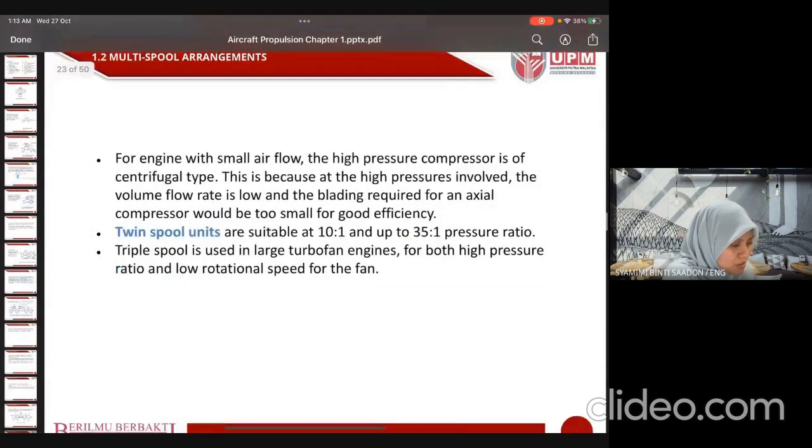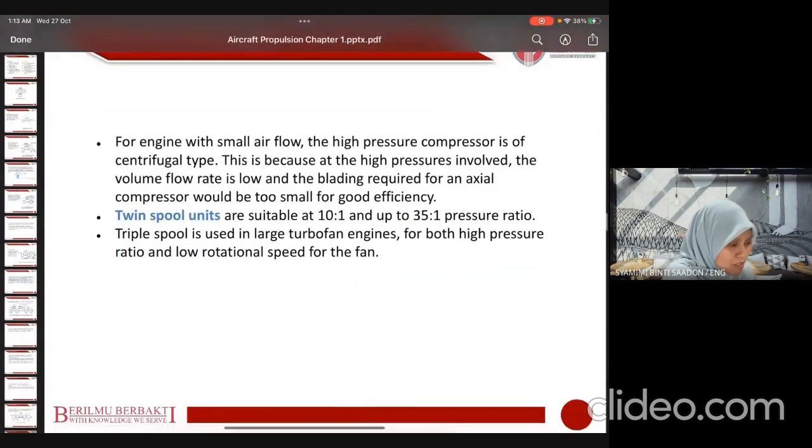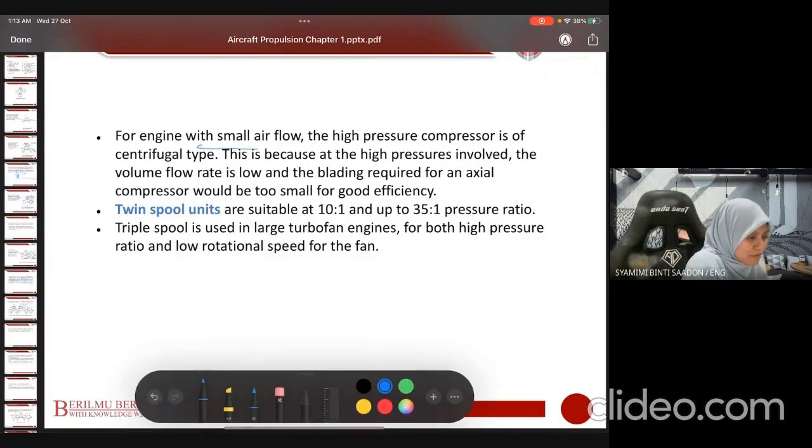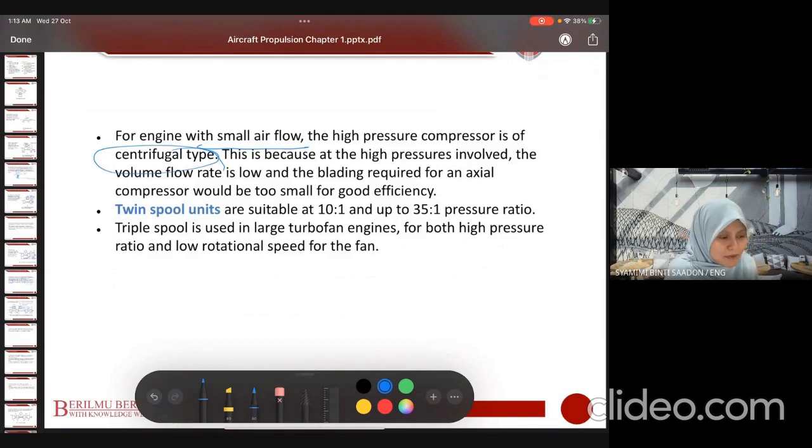Okay, for an engine with small airflow, the high pressure compressor is of centrifugal type. Okay, with small airflow, we can use a centrifugal compressor. This is because at the high pressure involved, the volume flow rate is low and the blading required for an axial compressor will be too small for good efficiency. Okay, so there are pros and cons.